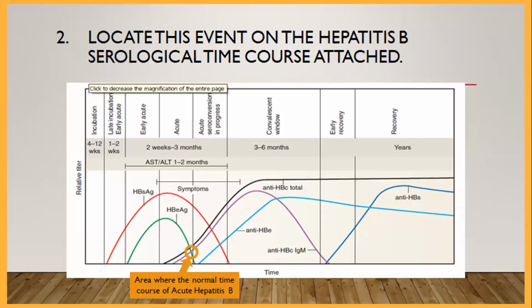Guide question number 2. Locate this event on the hepatitis B serological time course attached. So for acute hepatitis B, it is usually located where the HBe antigen, HBs antigen, and the IgM of anti-HBc meet. And based on the time course presented, it's from the part where the IgM of anti-HBc, which is the color violet, starts to rise until the part where the HBe antigen, the green one, goes down. So basically, that's the area of the normal time course of acute hepatitis B.